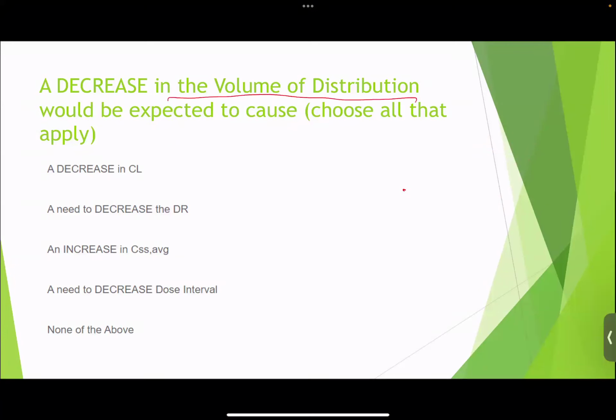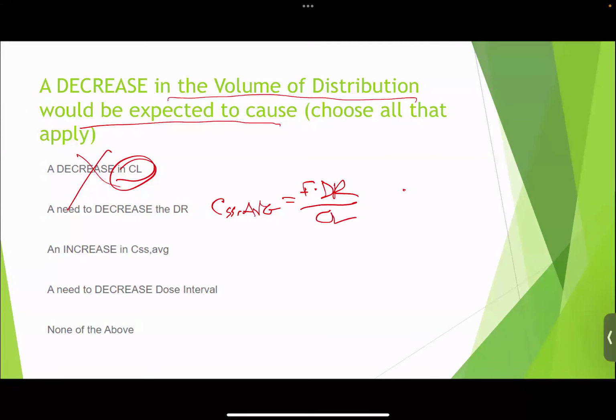A decrease in the volume of distribution would be expected to cause what? Okay, so a decrease in volume of distribution. Does a decrease in volume of distribution affect clearance? We just answered this. No, it won't cause a decrease in clearance. A need to decrease dose rate? Well, what determines dose rate? Well, we have to look at CSS average. So CSS average is determined by bioavailable dose rate over clearance. Is volume a part of this, a determinant of CSS average, and therefore a change in dose rate? No. An increase in CSS average? Well, we already talked about CSS average. No. A need to decrease dose interval?